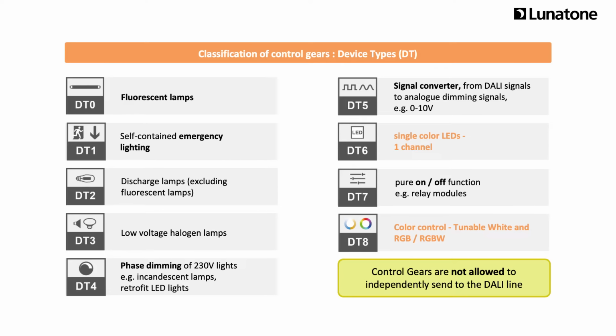It is important to know that a control gear can only receive commands and respond to queries. For example, it can return the status of the current light level upon request, but it will never send anything to the DALI line by itself.